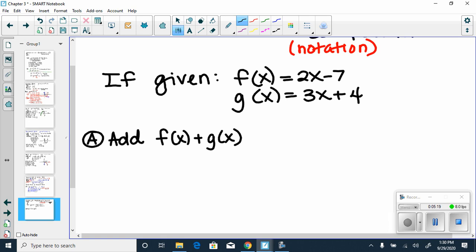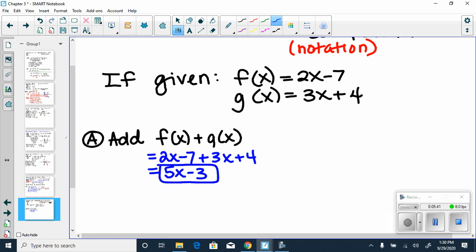When you add functions together, you are just combining like terms, guys. So you get 2x minus 7, that is f, plus 3x plus 4. And you are just combining like terms here, so you end up with 5x minus 3. And that's it. Okay? So when you add, you do combine like terms.